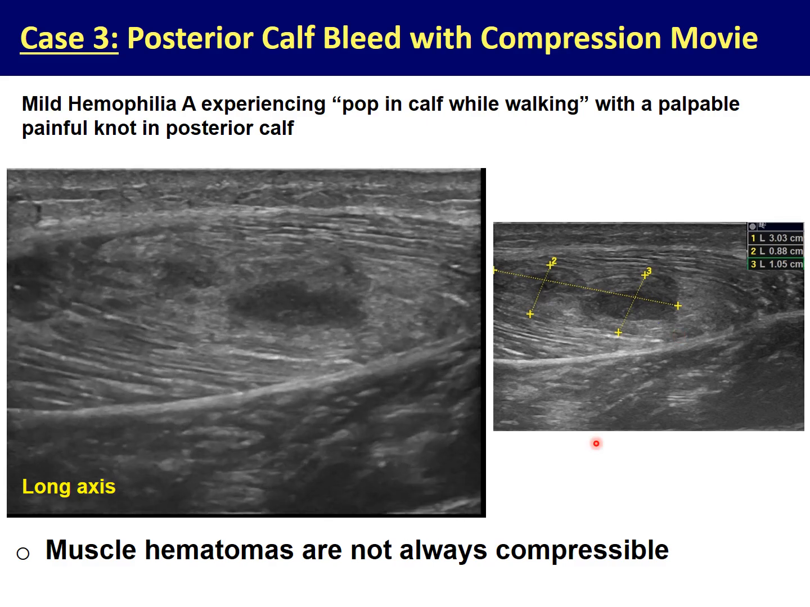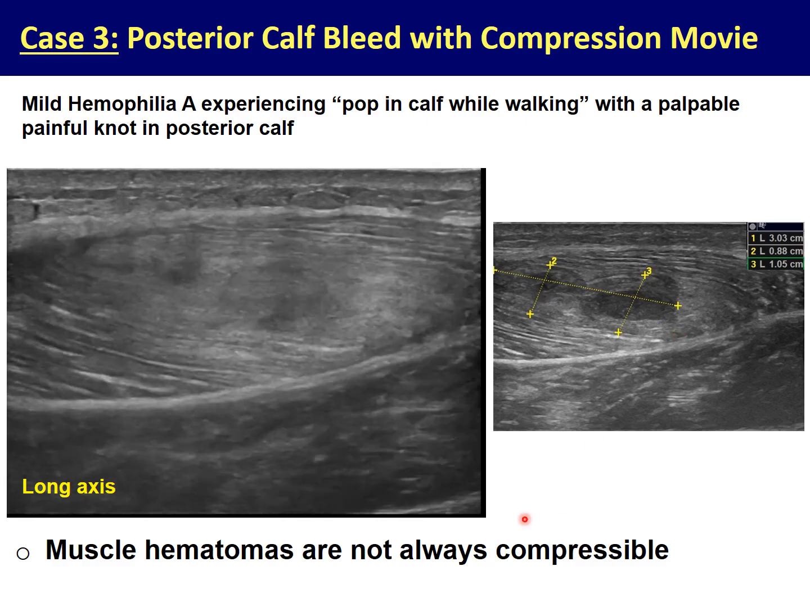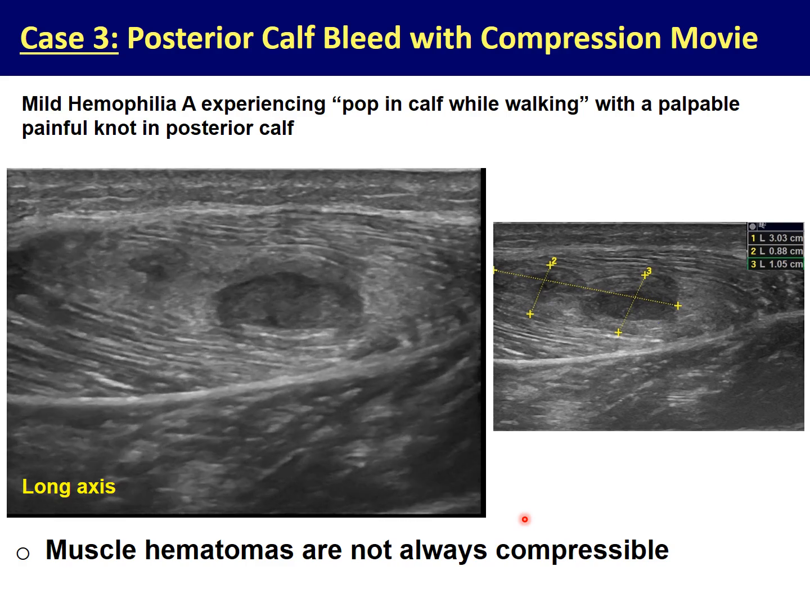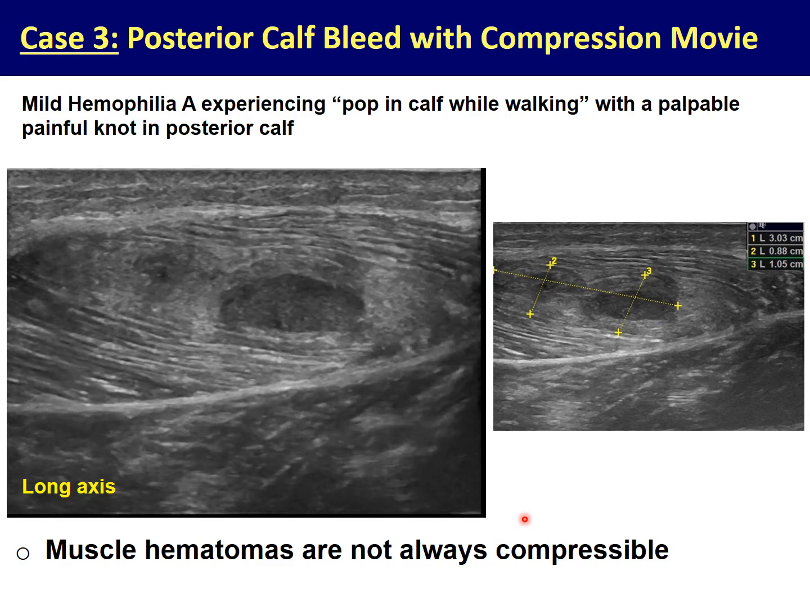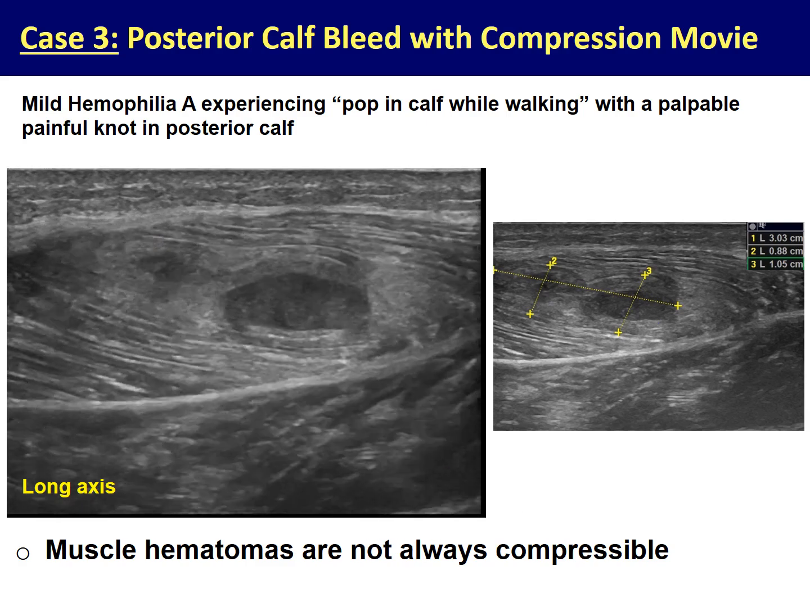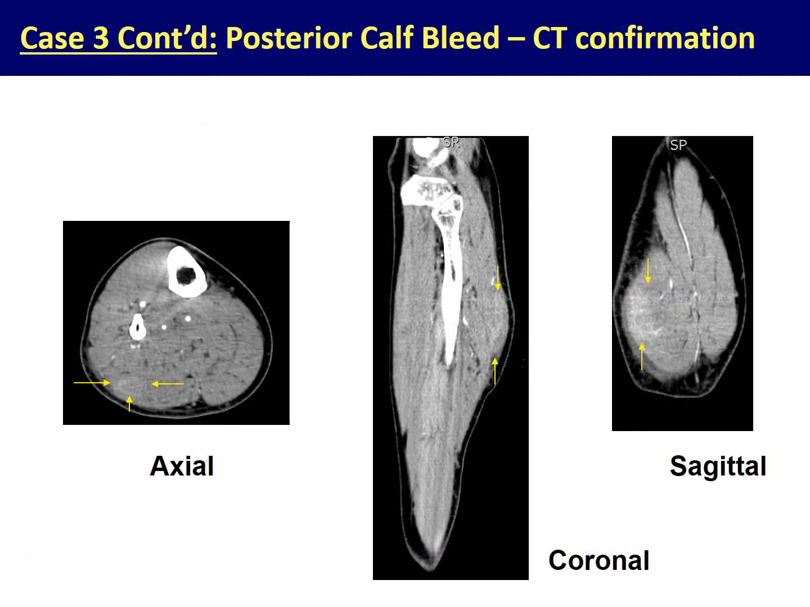It is important to notice that muscle hematomas are not always compressible, and this is probably due to tight muscle structure. This case of a posterior calf bleed was confirmed by CT imaging, and you can see here in axial, in coronal, and in sagittal dimension the bleed formation.